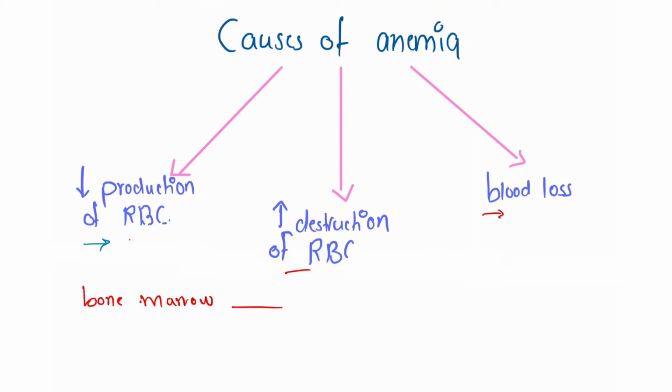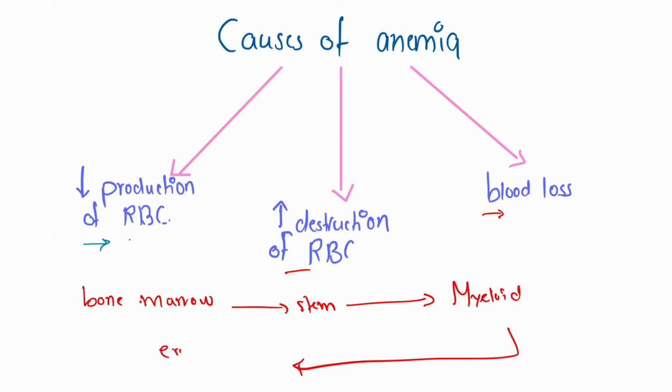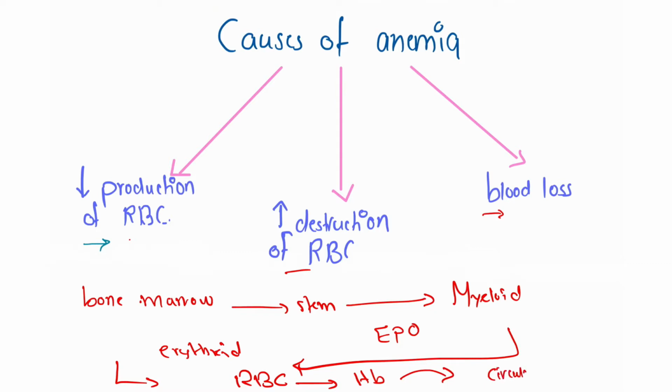The bone marrow contains stem cells which are differentiated into myeloid cells. والmyeloid cells differentiated into erythroid precursors under the effect of erythropoietin. Erythroid precursors then differentiate into mature RBC which pick up hemoglobin and release into circulation. Any abnormality in this process will cause decreased production of RBC.